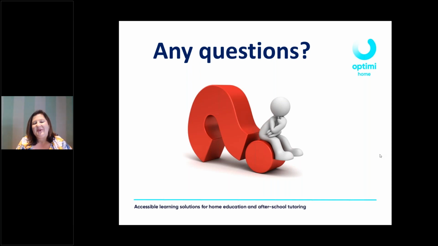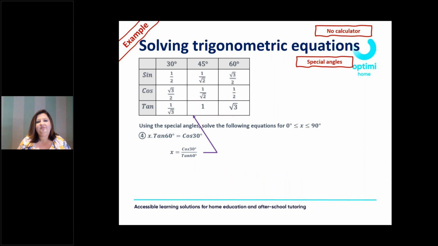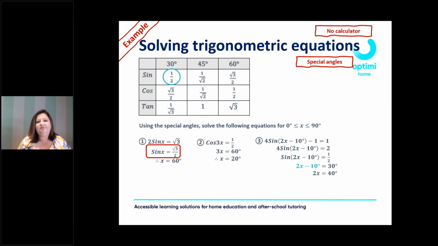I wanted to ask, what happened to the cos in question 2 for special angles? Because you have cos 3x equals a half, then we said 3x over 3 equals 60 degrees over 3. But I was wondering why there wasn't a cos in front of that 3x, because for all the others.